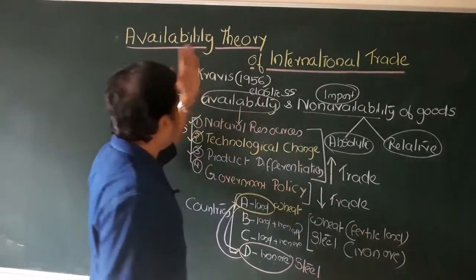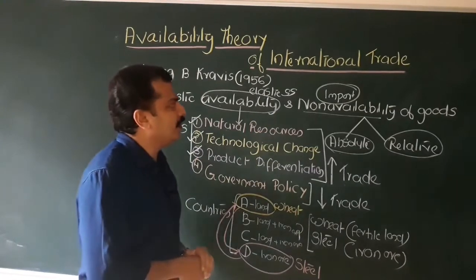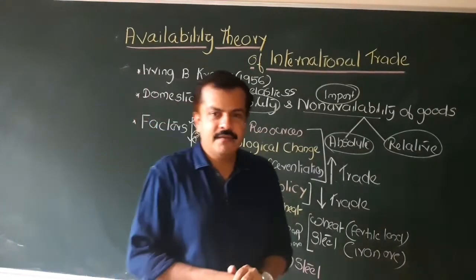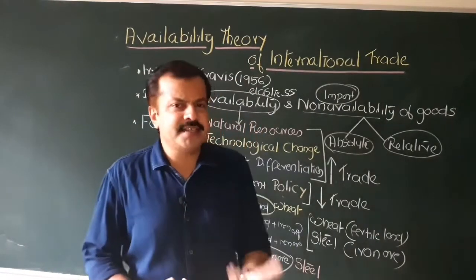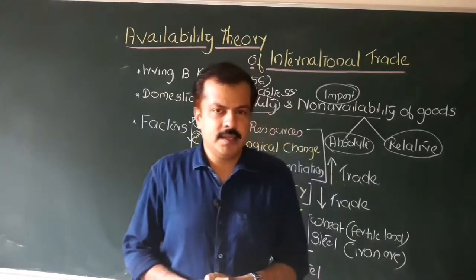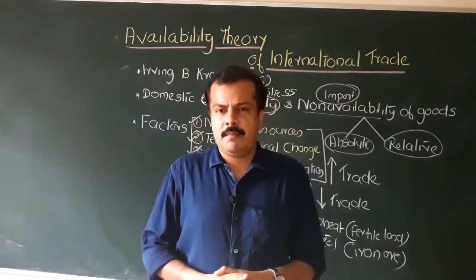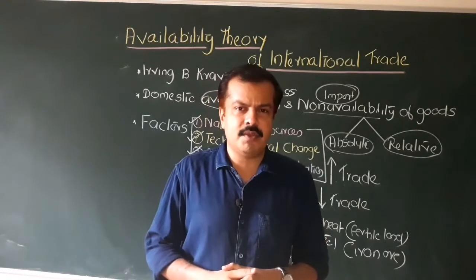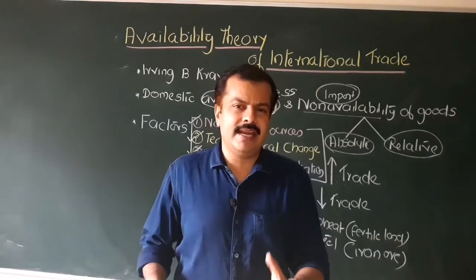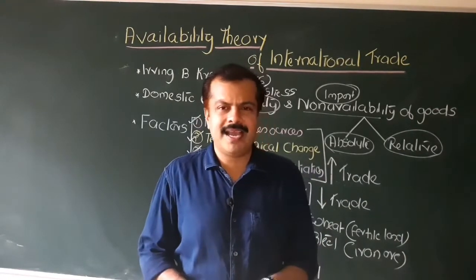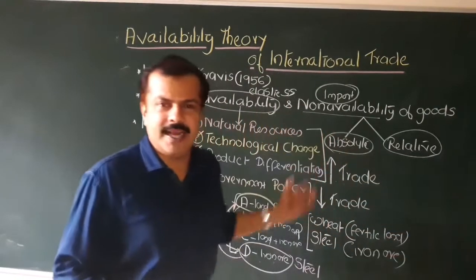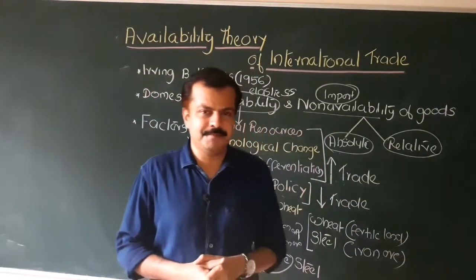So this is the availability theory or availability approach to international trade, which is one of the extensions of the Heckscher Ohlin model. It is a very simple approach, but has been criticized because it does not have adequate empirical support, and basically it is a loose model as far as methodology is concerned.